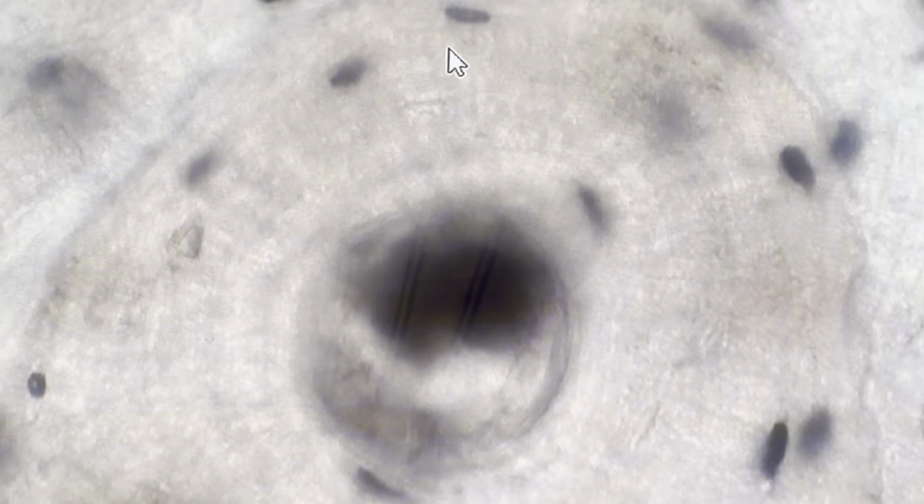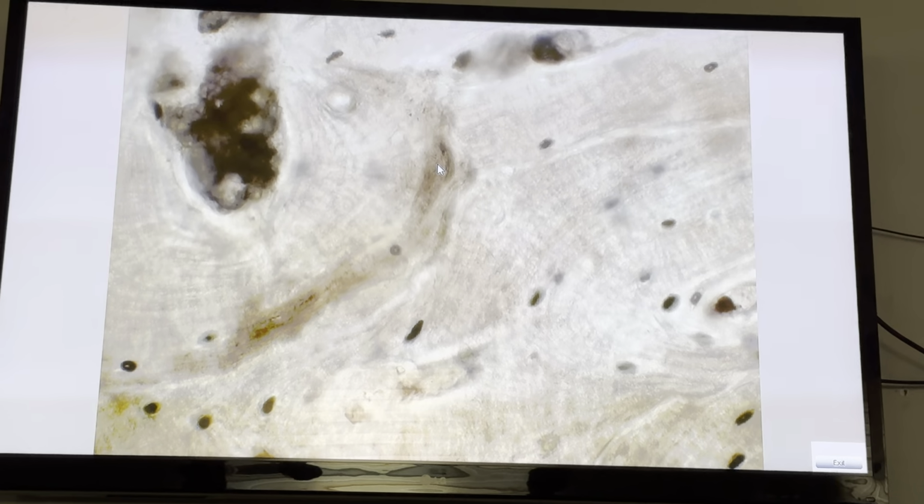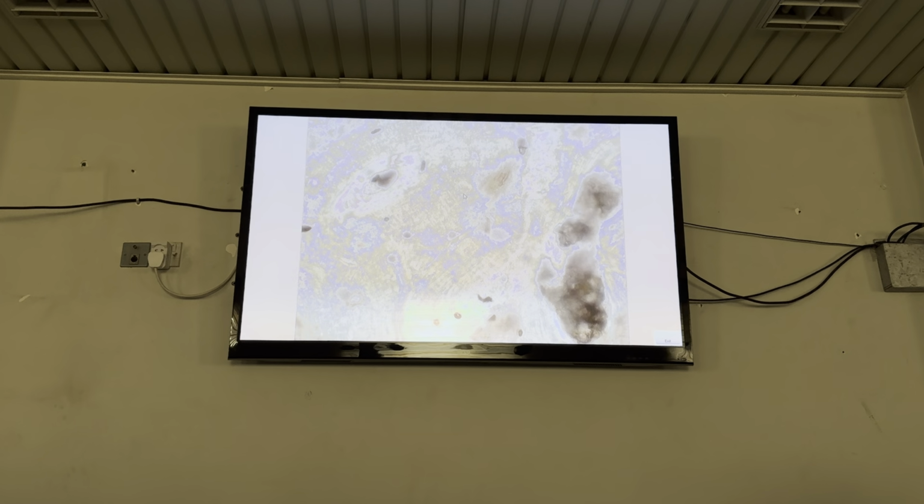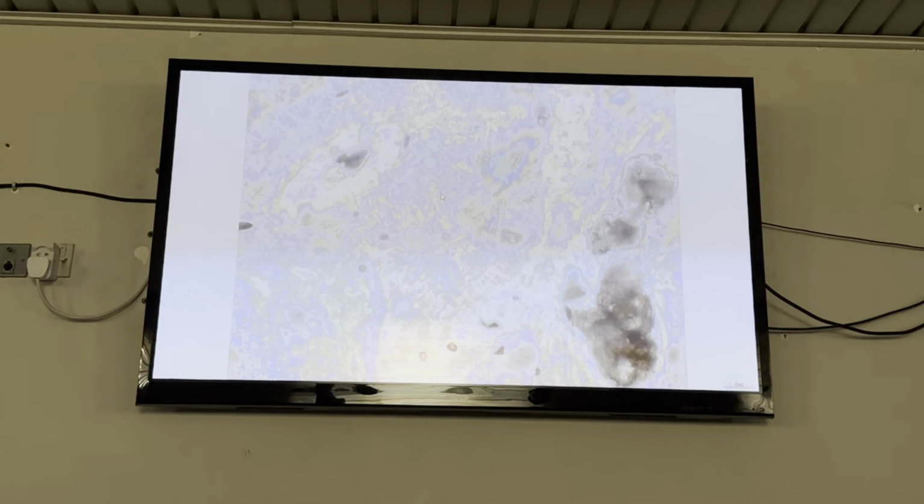At higher magnification, we can see the osteocyte. Osteocyte has cytoplasmic processes extending through very thin cylindrical spaces called canaliculi.